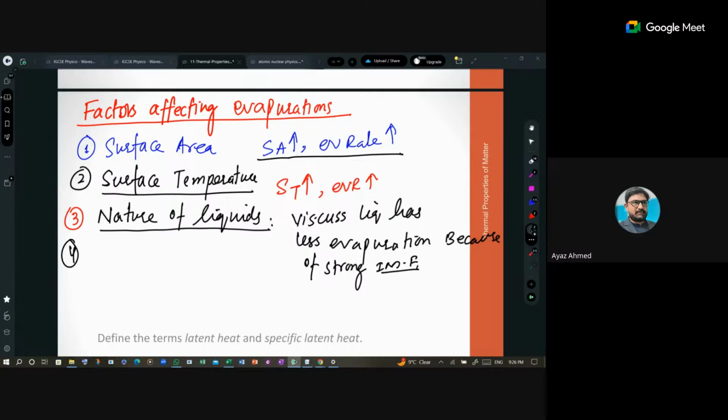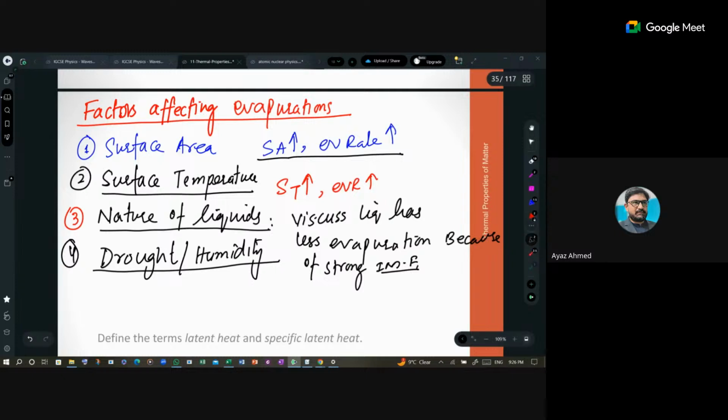And the last is drought or humidity. Okay, humidity. This is also a factor. When you are in an environment just like nowadays, cold weather, drought is more, so evaporation increases. Evaporation increases in the drought, whereas in a humid environment evaporation decreases. Got it? Because there are already so many vapors in the atmosphere. So in a humid environment, evaporation decreases.